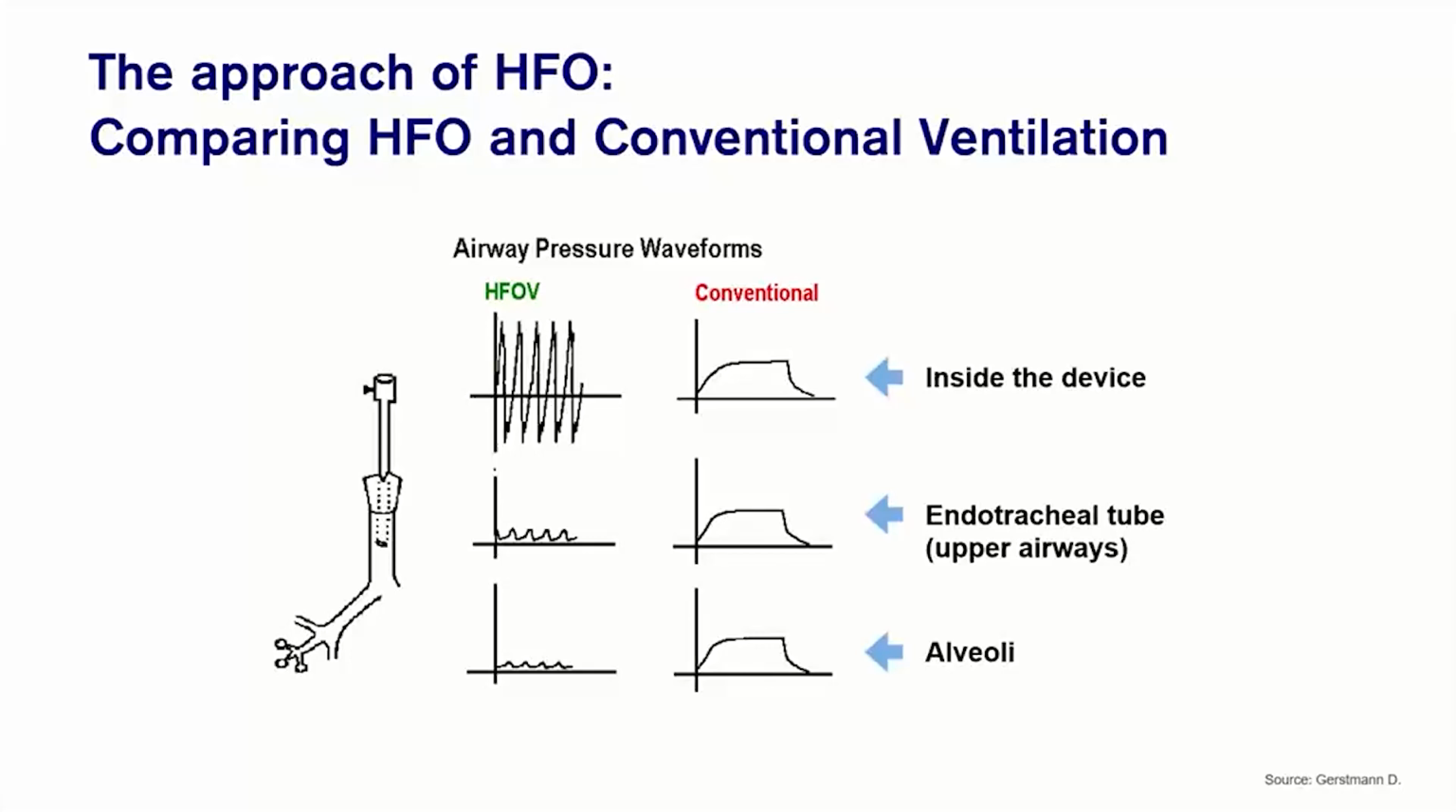During high frequency oscillation, we all know that we have high amplitude at the airway opening, but the alveoli will see only a little bit of these oscillations. And the reason for this is simply that we have a big dampening of this amplitude.